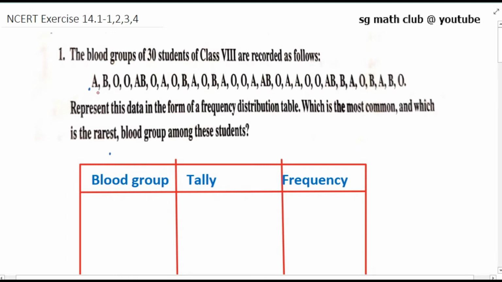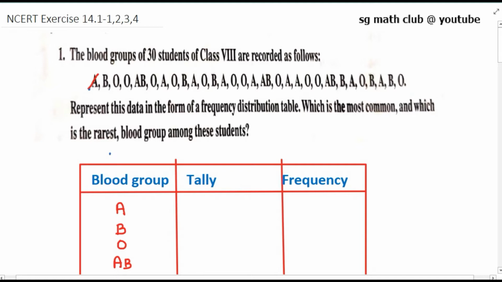And the blood groups are given as A, B, O, A, B, O, etc. Represent this data in the form of a frequency distribution table, and say which is the most common and which is the rarest blood group among these students. So a total of 4 blood groups are there. I can write them as A, B, O, AB. Now we need to prepare the frequency distribution table.